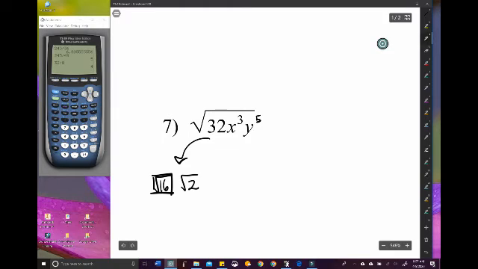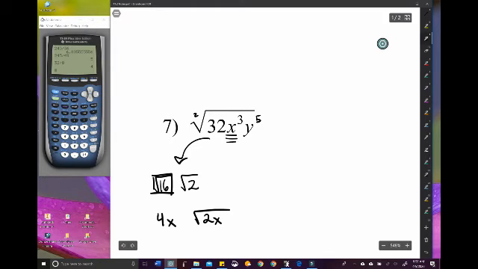So 4 and 8 would work, but 16 is bigger. So we have the square root of 16, and that is 4. Root of 2. Now the x. So how many pairs of x can come out? 1, and we have 1 left inside. Okay, y. How many pairs of y?